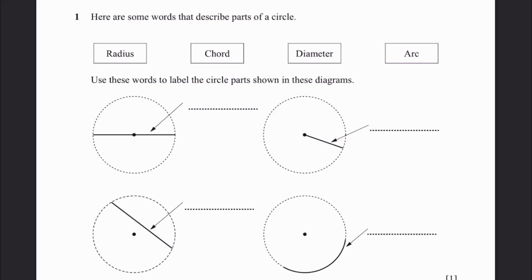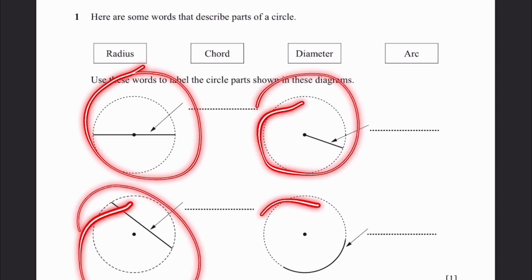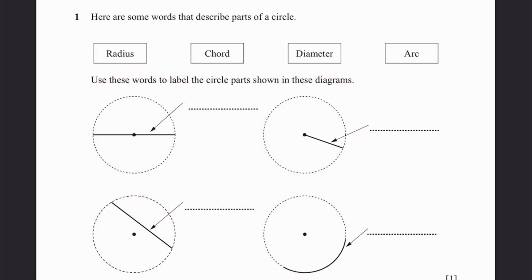Question 1. Here are some words that describe parts of a circle: radius, chord, diameter, and arc. Use these words to label the circle parts shown in these diagrams, these 4 circles right here. So first, this is a straight line which passes through the center of the circle, which means it is a diameter.